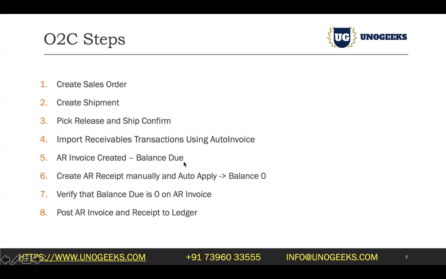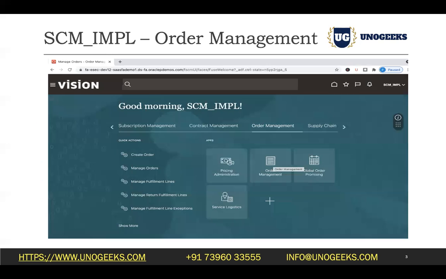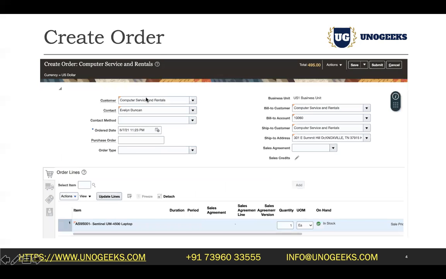Okay, let's go ahead and implement the cycle in the Fusion Cloud application. And again, as always, we're not going to get into the user creation or roles or privileges in this session. We try to make use of the seeded users that Oracle exposes. So we log in as the SCM IMPL user, SCM supply chain management IMPL user. We go into the order management module, and we create a sales order first.